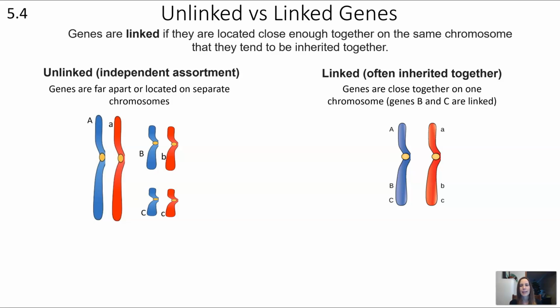In the case of linked genes, these are genes that are often inherited together. So these are when genes are close together on one chromosome. For example, genes B and C would be linked. Genes A and C probably wouldn't be linked just because they're so far apart that they would probably assort independently. But when genes are close together, like B and C, they will often be inherited together, and those are considered linked genes.